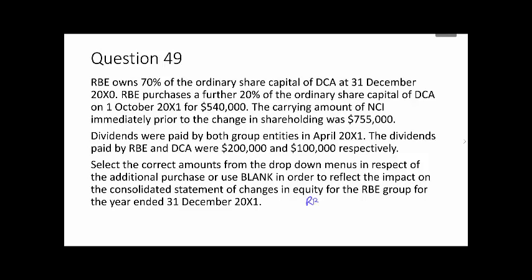So what we've done here is go from a situation where there was a 70% relationship between the two companies and therefore an NCI of 30% to a slightly revised scenario where we've purchased an extra 20%, so our relationship is now 90, and there is still an NCI, but that NCI has been reduced to 10%.